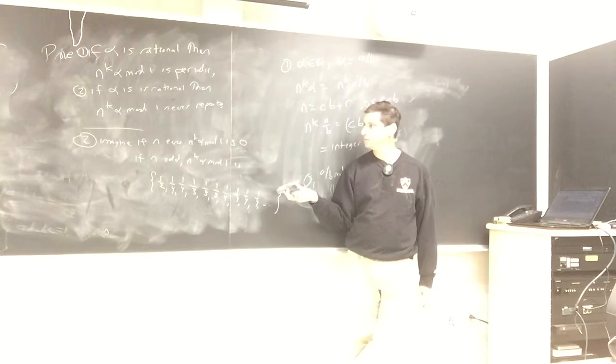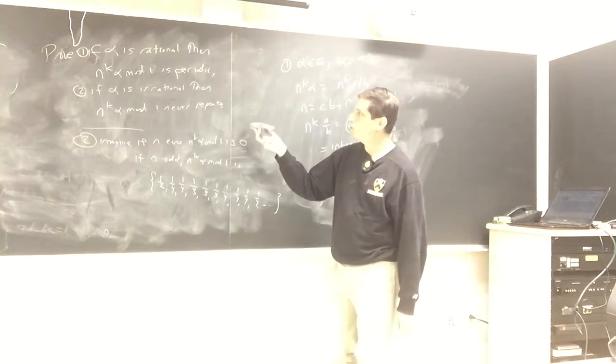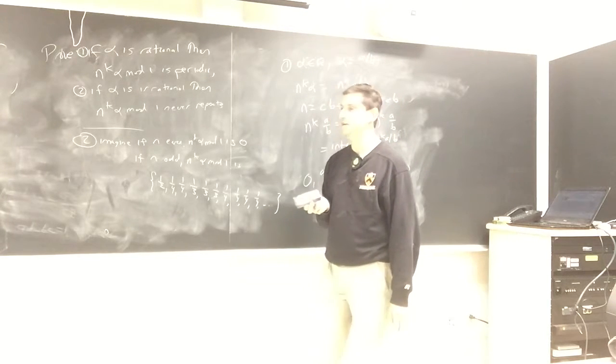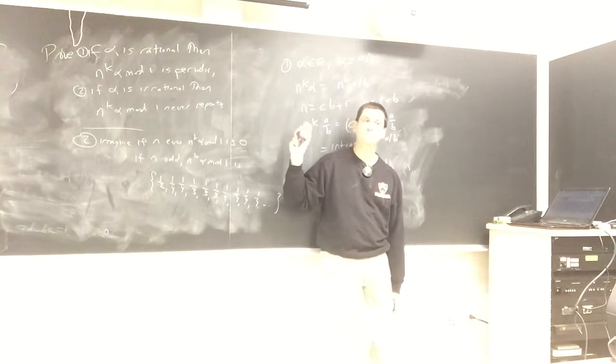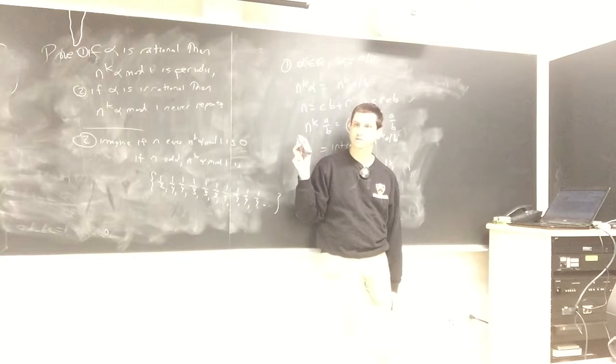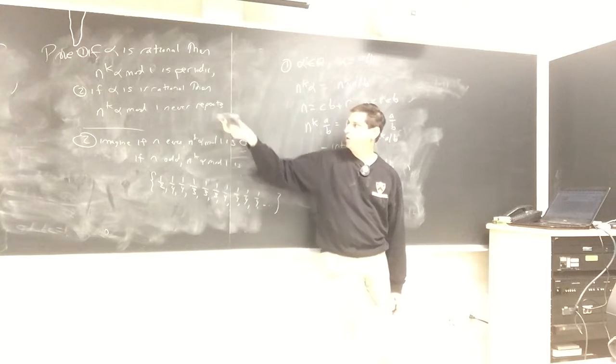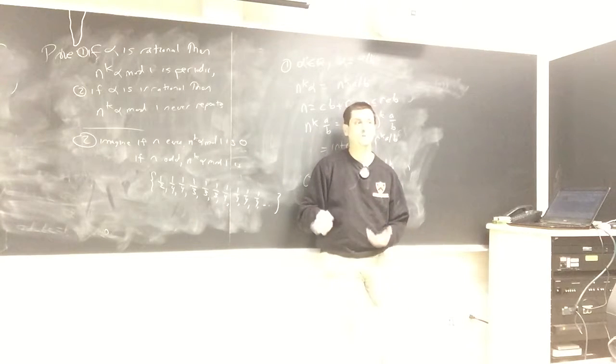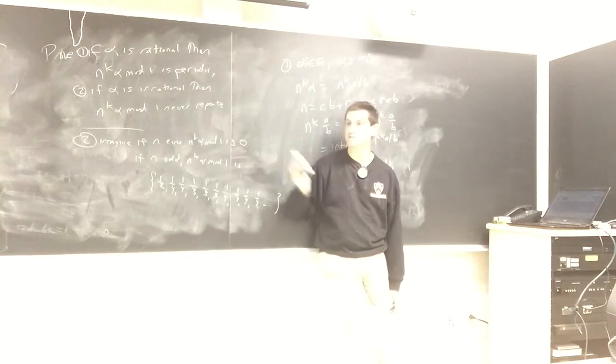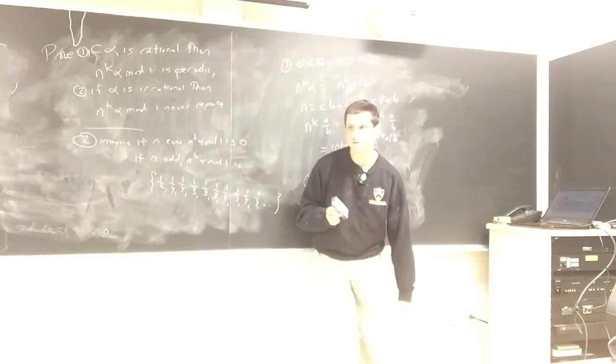And so for the second one, we now want to show that if it's irrational, then it never repeats. If it never repeats, could it be periodic? No. So once we prove 2, we know it can't be periodic. But just because it's not periodic doesn't mean it doesn't repeat. So we've got to be very careful as to which statement we prove.